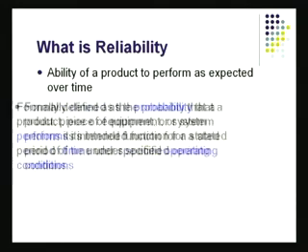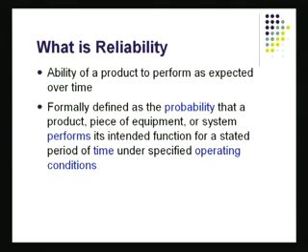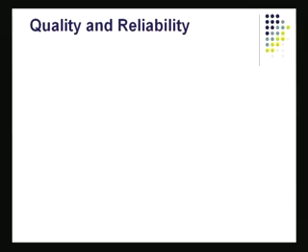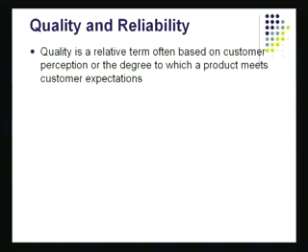First of all, what exactly is reliability? Like I said, it's the ability of the product to perform as expected over time. Reliability is also defined as a probability that the product will perform satisfactorily over a specified period of time under specified operating conditions. If these features are there, I would call it a reliable product.